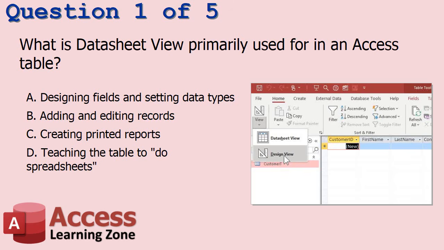Question 1. What is Datasheet View primarily used for in an Access table? A. Designing fields and setting data types. B. Adding and editing records. C. Creating printed reports. Or D. Teaching the table to do spreadsheets.